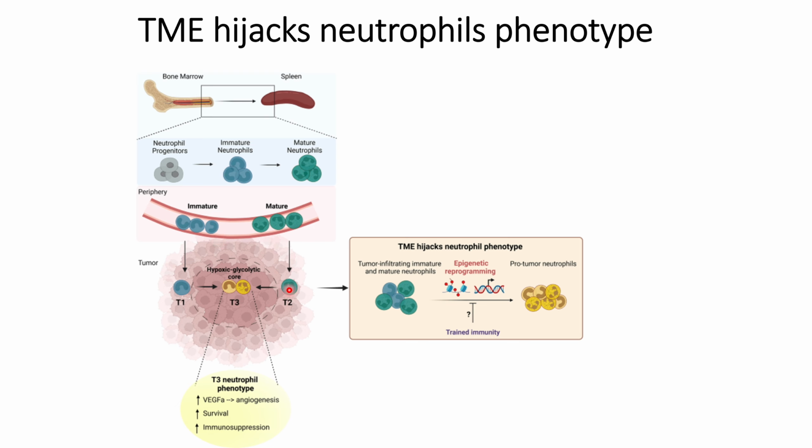At the periphery of the tumors, they see not only immature neutrophils but also mature neutrophils. However, at the core of the tumors, they see a different kind of neutrophil that they call T3 neutrophils. T1 they called immature neutrophils, and T2 they called mature neutrophils.